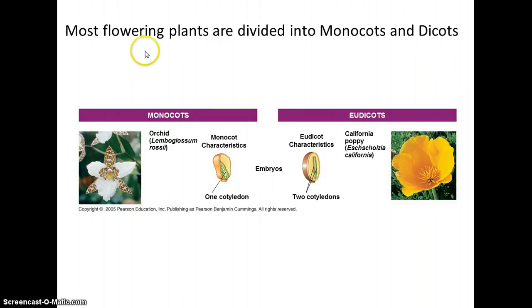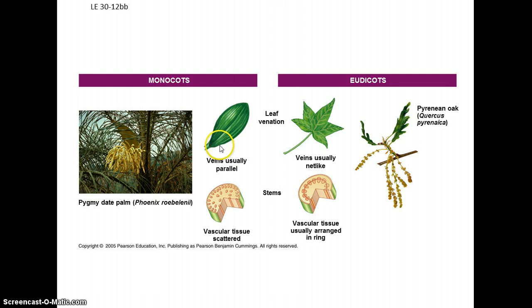Now, most flowering plants can be divided into two main groups. There are some really primitive types of flowering plants that don't fit into these two groups, but the vast majority of them do. You have the monocots and the dicots, sometimes known as the eudicots. Characteristics. The term cotyledon basically refers to a seed leaf, and monocots have one and dicots have two. Monocots usually have parallel veins on their leaves, where dicots have a net-like vein arrangement. Vascular bundles in monocot stems are arranged throughout the stem, where on dicots they're arranged in a ring towards the outside of the stem.